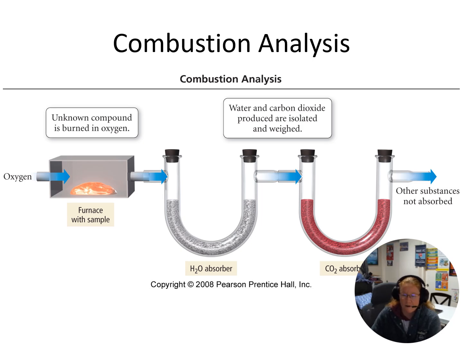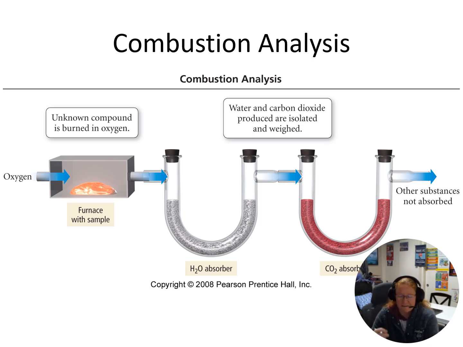All right, now what happens is all of the carbon is converted into carbon dioxide. All of the hydrogen in the original compound is converted into water. So I get hydrogen into water, carbon into carbon dioxide. I get these absorbers, and they absorb the carbon dioxide or the water, and then I can weigh things out to figure out how much carbon dioxide I have and how much water I have. Anything else just goes out, doesn't get absorbed.